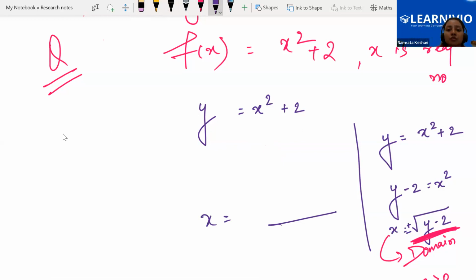We have plus 2 here, we will transpose it to this side. It will be y minus 2 equals x square. Any confusion so far?